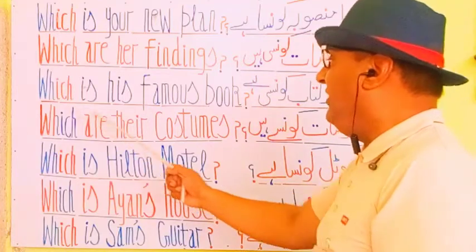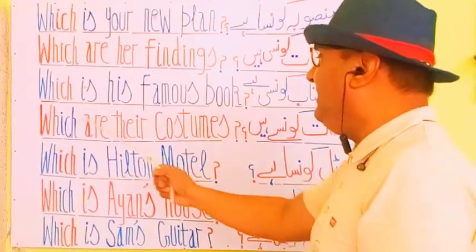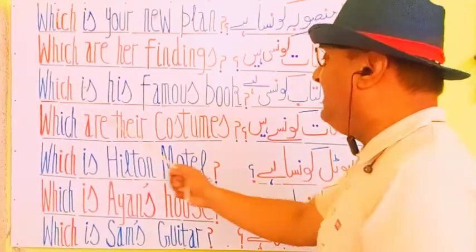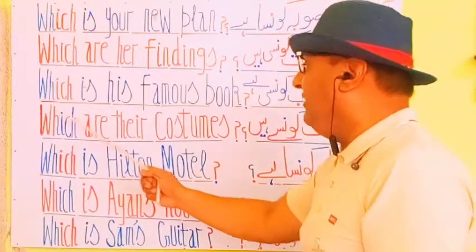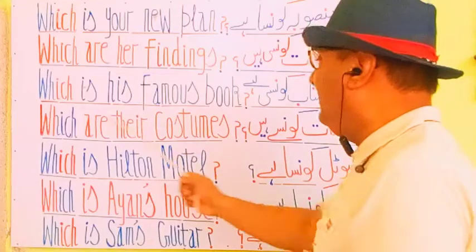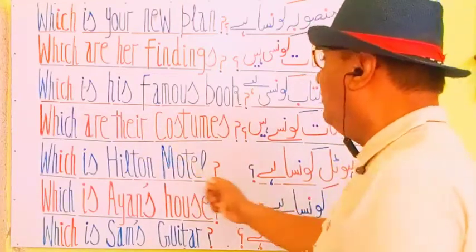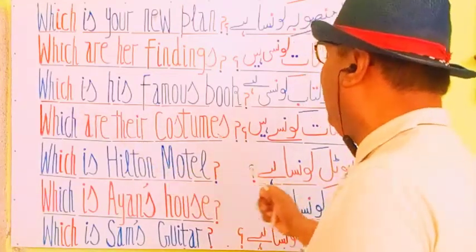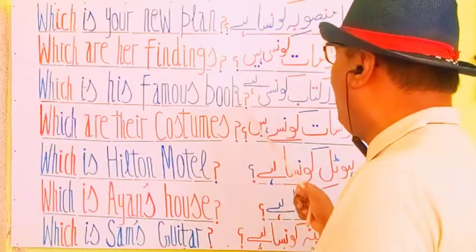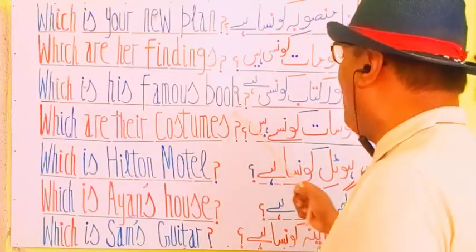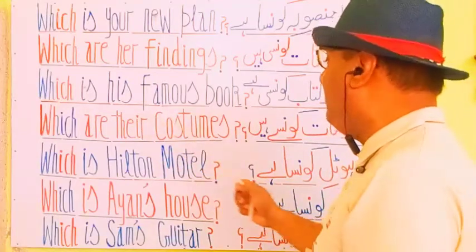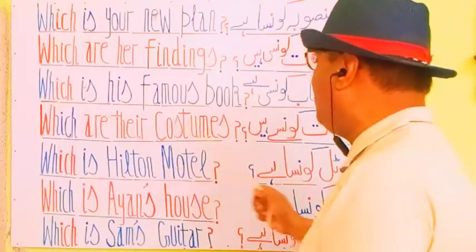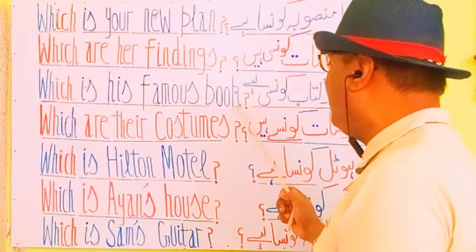Next is which is his famous book? उसकी मशहूर किताब कौन सी है? Which is his famous novel? उसका मशहूर अफसाना कौन सा है? Which is his famous book? उसकी मशहूर किताब कौन सी है?